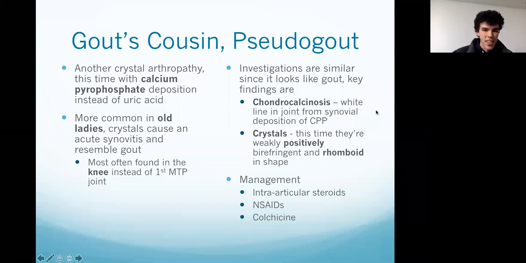The keys on the investigations are you can get chondrocalcinosis, which is this white line you can see between the femur and the tibia on an X-ray, and that you can get different crystals. So they're going to be positively birefringent and rhomboid instead. And management, you can't really give them a long-term calcium pyrophosphate lowering agent. You basically just treat the acute episode with something like local steroids, not long-term oral ones, NSAIDs or colchicine, and that should get rid of it.